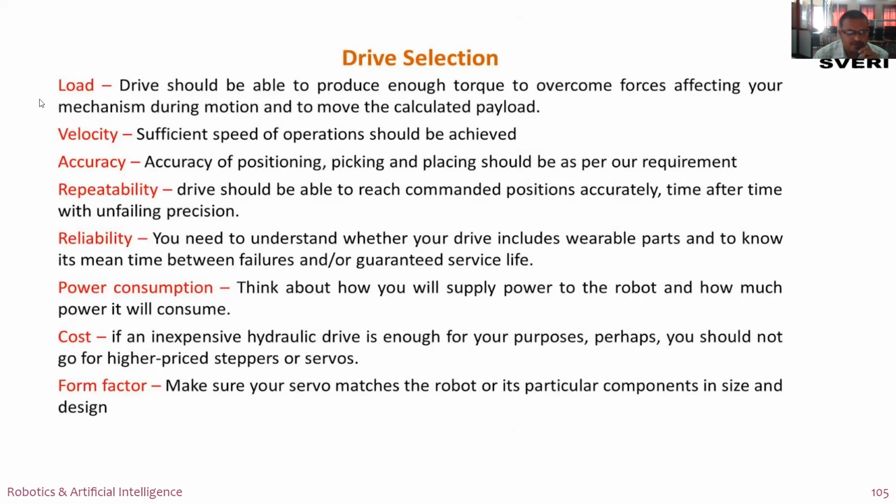How to select different types of drives. First criteria is load. Drive should be able to produce enough torque to overcome forces affecting your mechanism during motion and to move the calculated payload. Second, velocity. Sufficient speed of operations should be achieved. Accuracy. Accuracy of positioning, picking, and placing should be as per our requirement. Repeatability. Drive repeatability means precision. Drive should be able to reach commanded positions accurately, time after time, with unfailing precision.